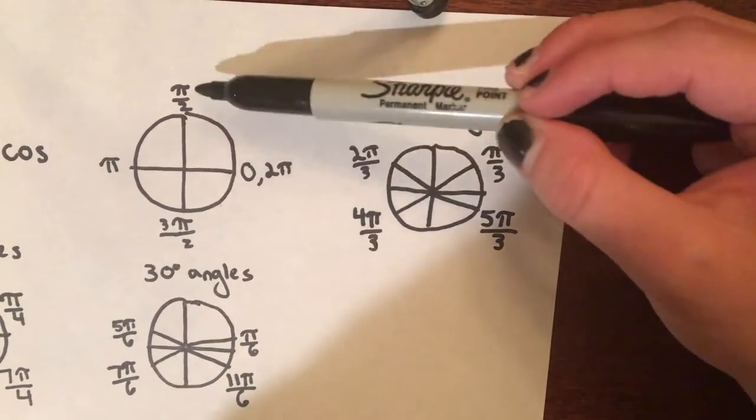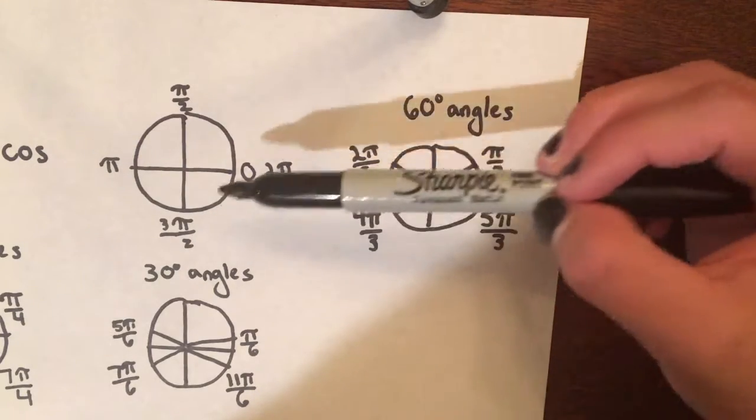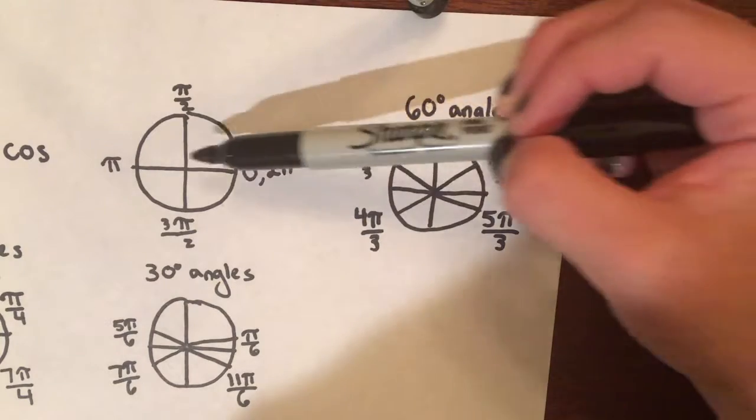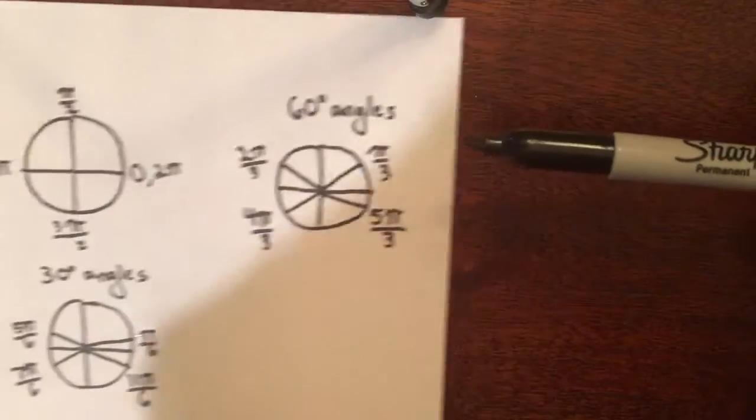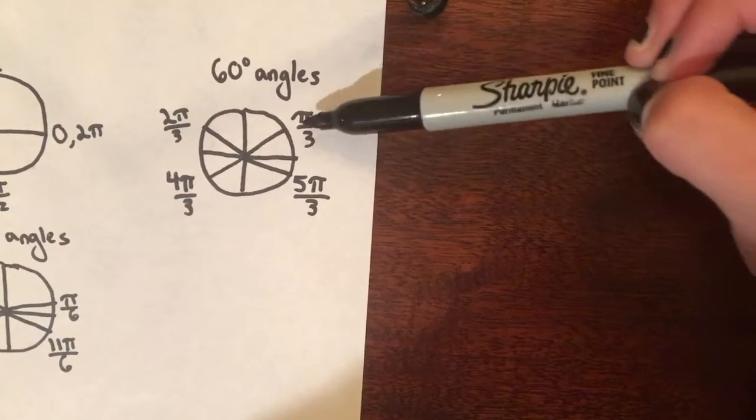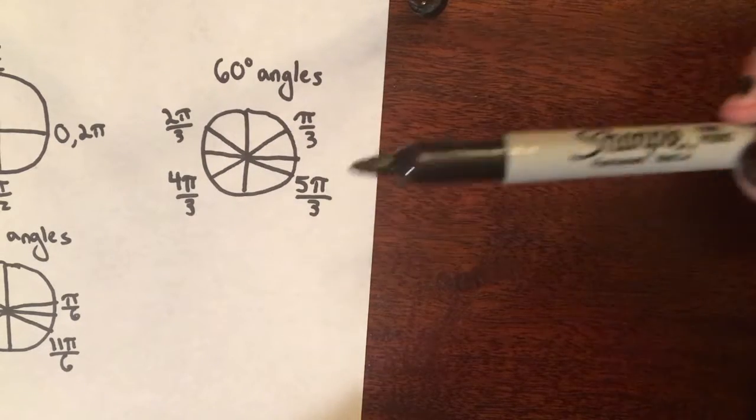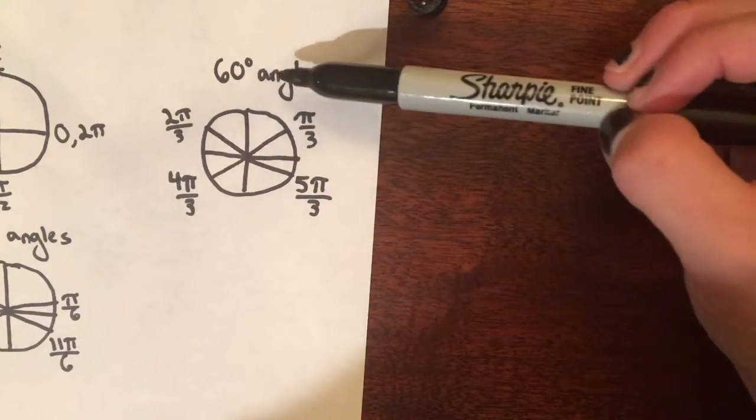So 0 and 2 pi, pi over 2, pi, 3 pi over 2, and then back to 2 pi. Just remember that each half is broken up into 2's. And then for these ones, these are the 3's. So pi over 3, 2 pi over 3, 4 pi over 3, and 5 pi over 3. And remember when you have values with the 3's that they'll be 60-degree angles.